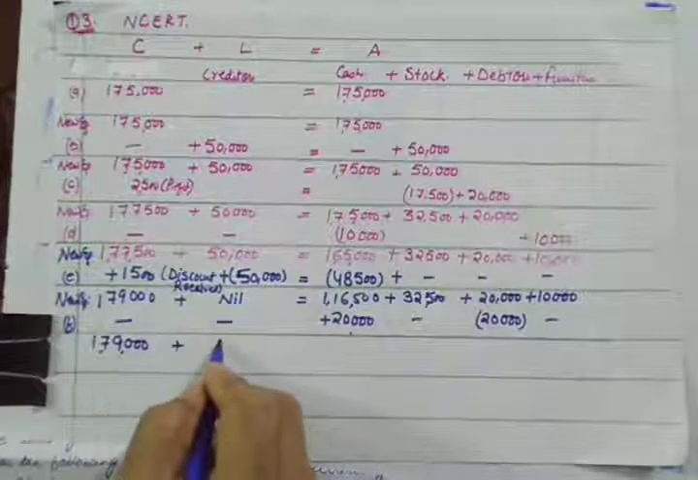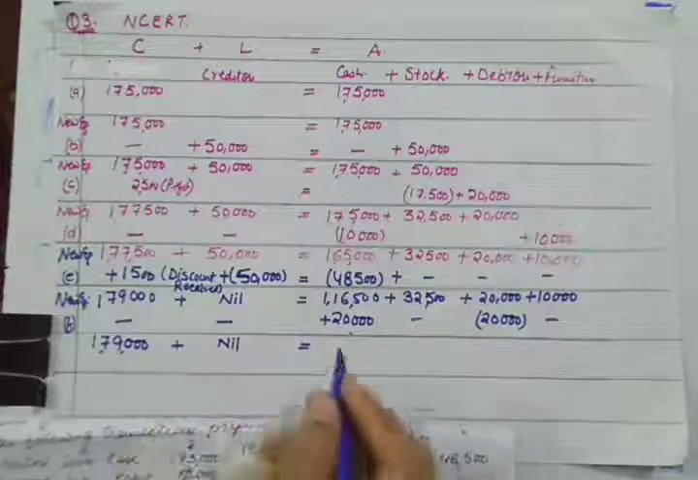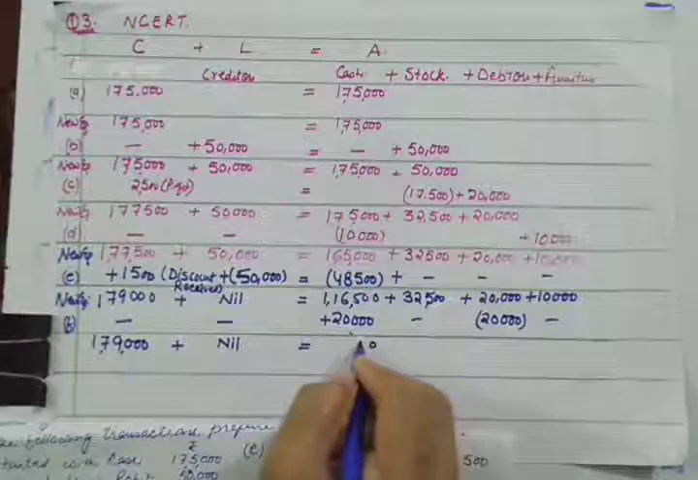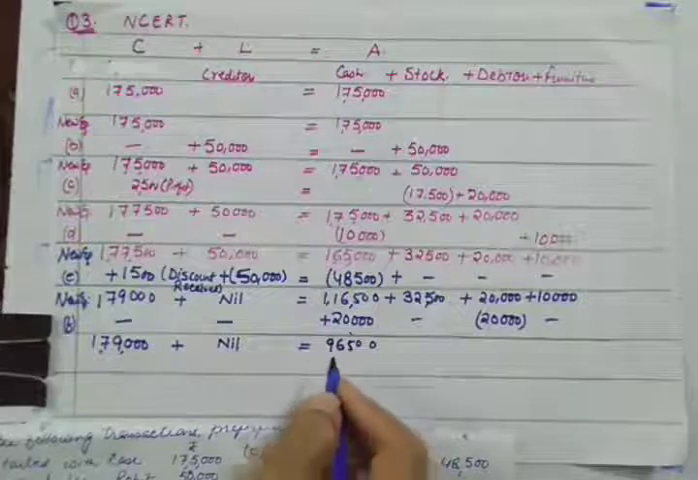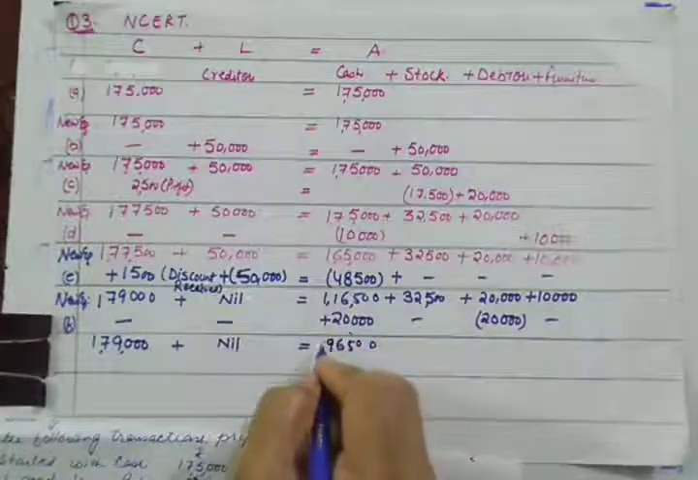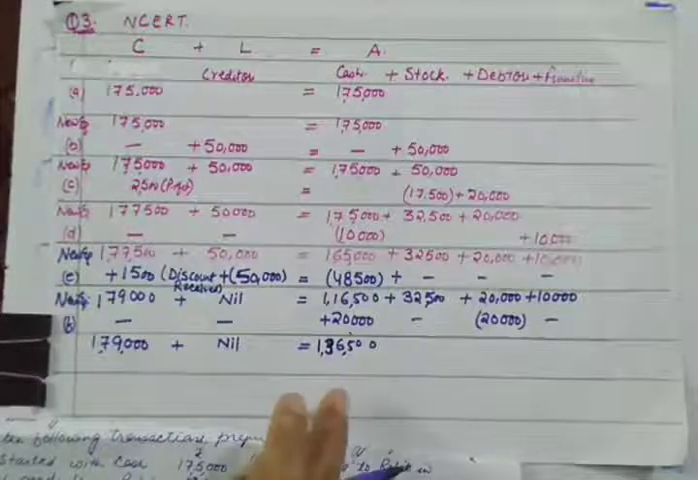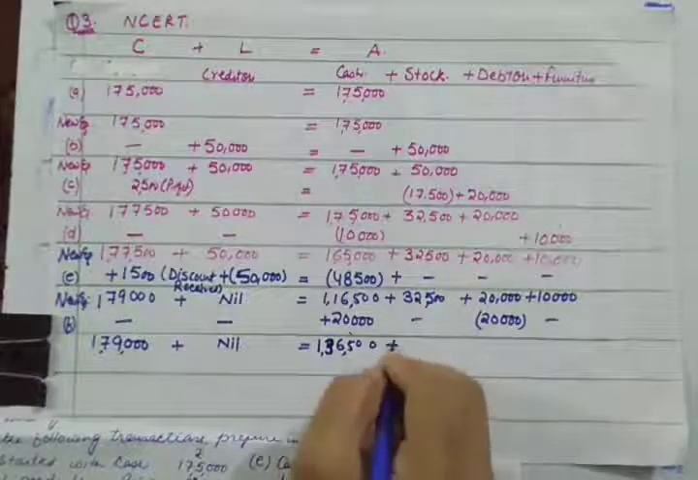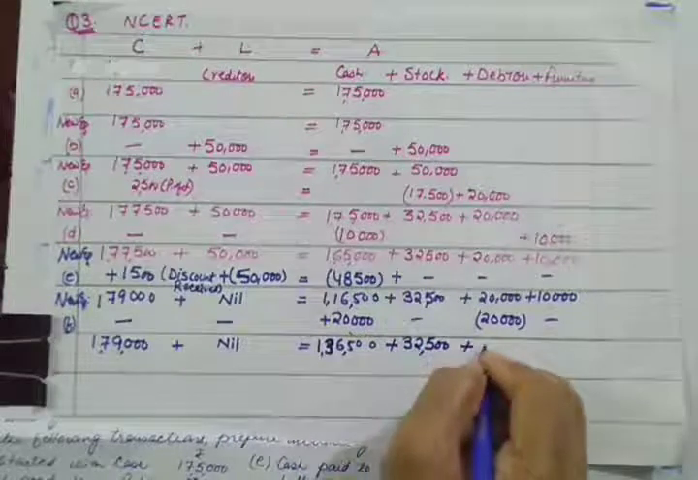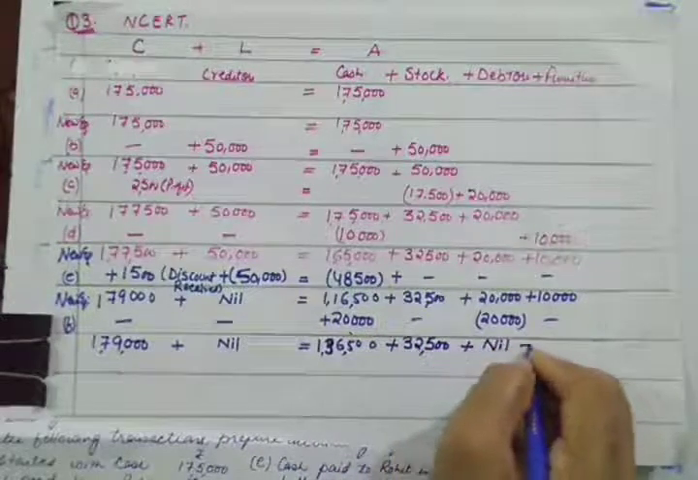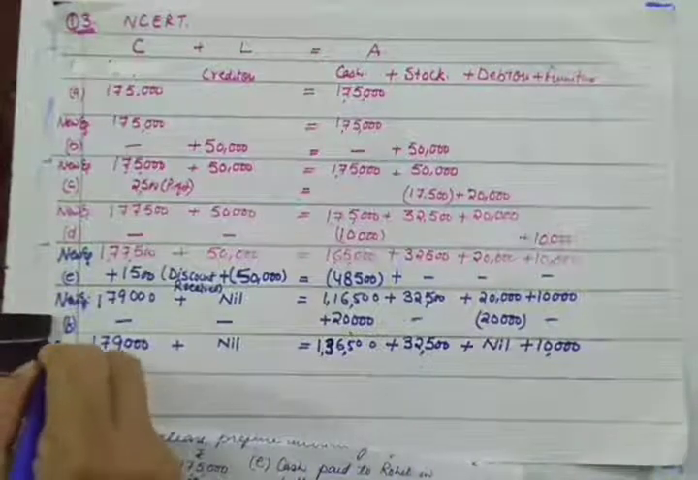1,79,000 plus nil, or you can write dash also, and it is equal to 1,56,500. Sorry, you are receiving this. Receiving means 1,36,500 plus 32,500 plus nil and plus 10,000. This is your new equation.